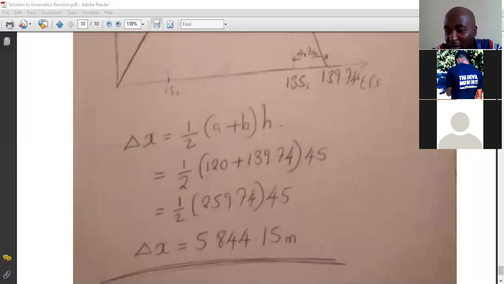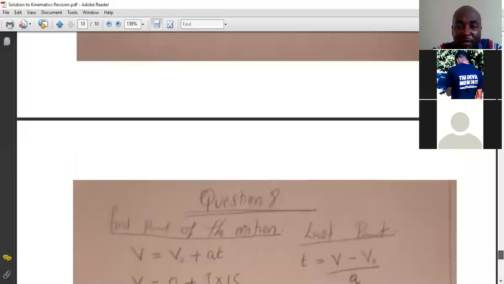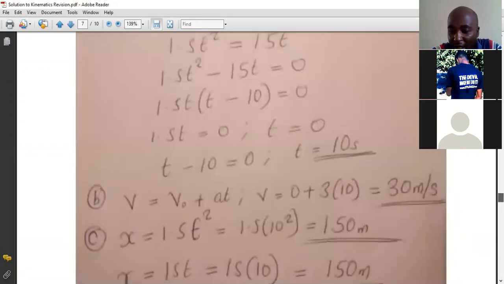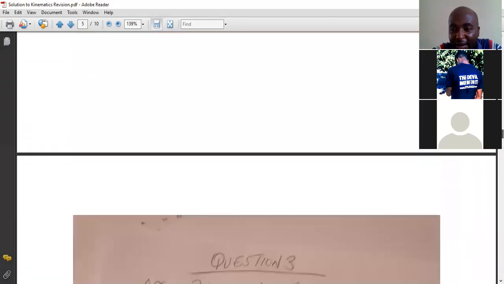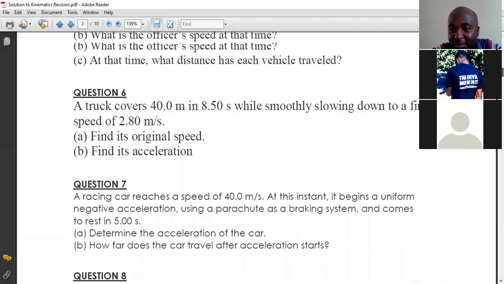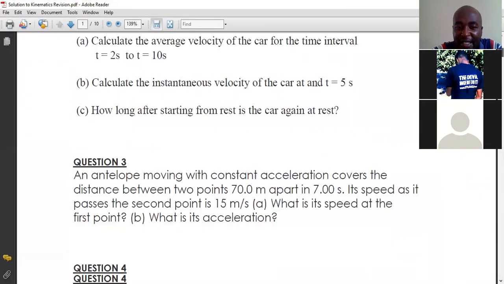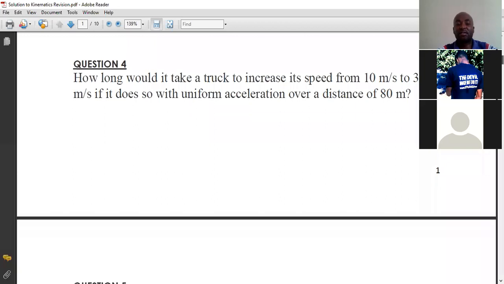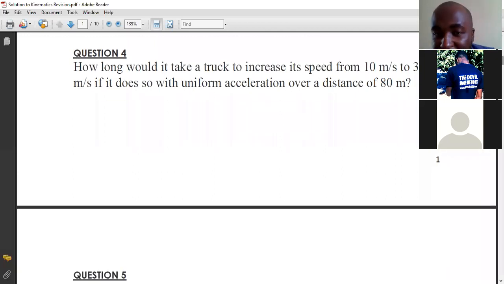I'll go back to this because I just wanted you to have an idea of what I was talking about. Next time I come, we will solve more questions. So I'll ask you now, what questions do you have on what you've solved? Any questions? The first two we did, that's why we started with number three.